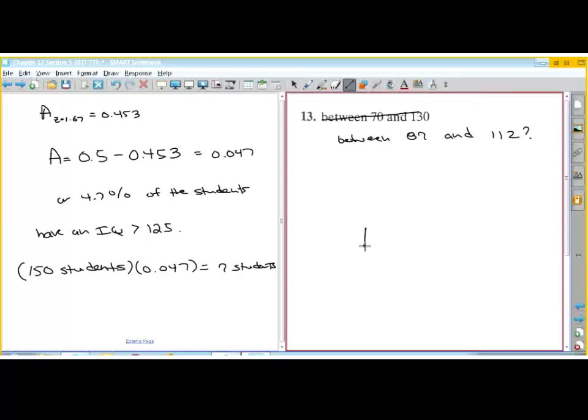So again, what we're going to do is draw a curve just to make us think about what we're doing. So we draw a curve, which always looks the same. Looks like a bell. We draw a line straight down from the peak, which is our mean, which in this case is 100. And we locate 87, which is below 100, and we locate 112, which is above the average, above the mean.